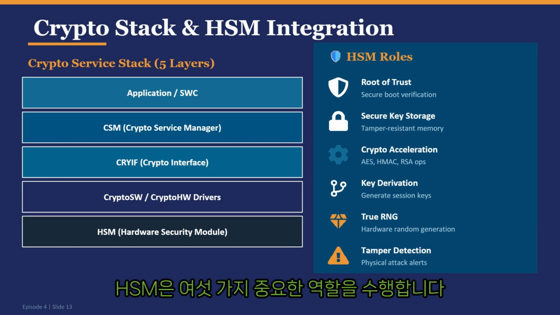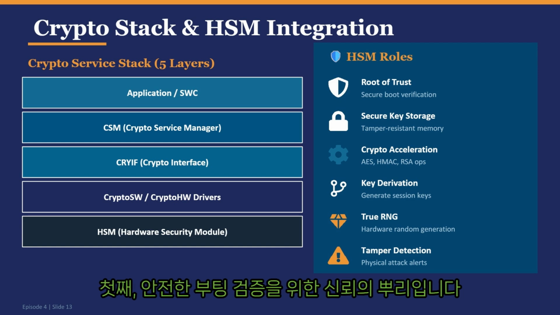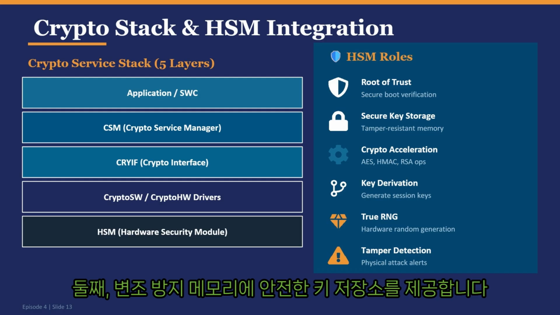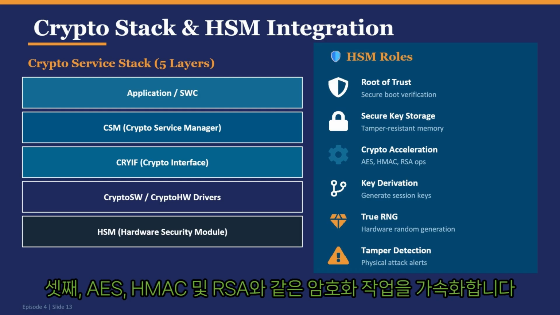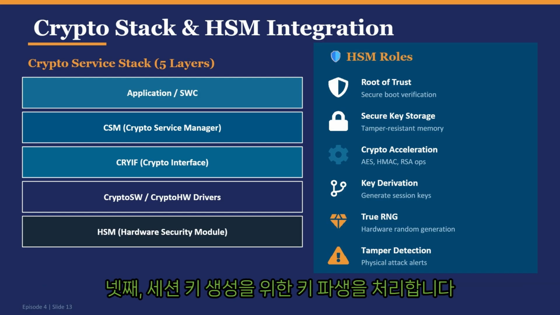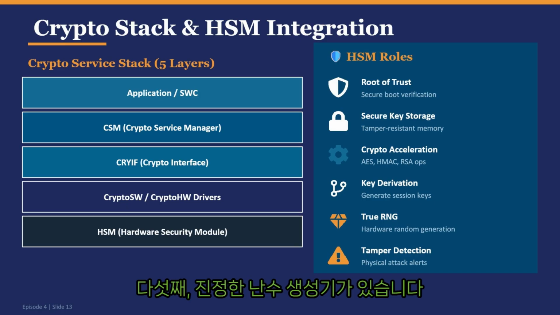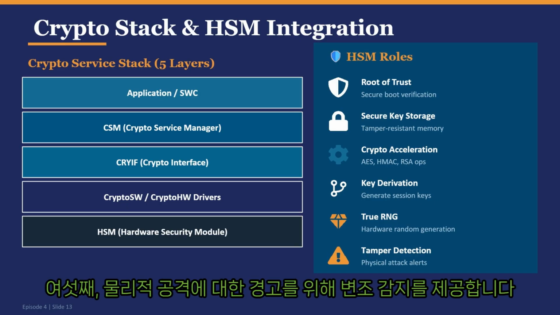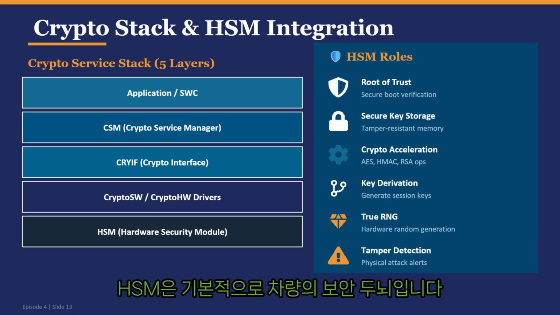The HSM plays 6 critical roles. First, it's the root of trust for secure boot verification. Second, it provides secure key storage and tamper-resistant memory. Third, it accelerates crypto operations like AES, HMAC, and RSA. Fourth, it handles key derivation to generate session keys. Fifth, it has a true random number generator. And sixth, it provides tamper detection to alert on physical attacks. The HSM is basically the security brain of the vehicle.